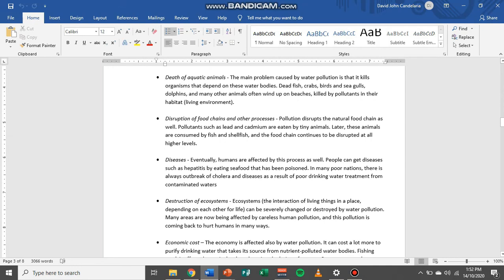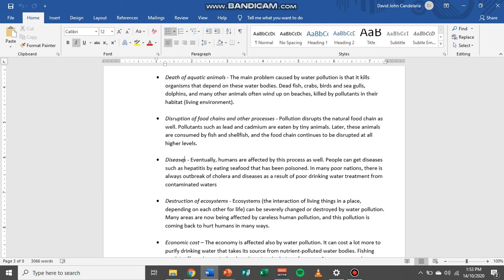Next is diseases. Eventually, humans are affected by these processes as well. People can get diseases such as hepatitis by eating seafood that has been poisoned. In many poor nations, there is always an outbreak of cholera and diseases as a result of poor drinking water treatment from contaminated waters.